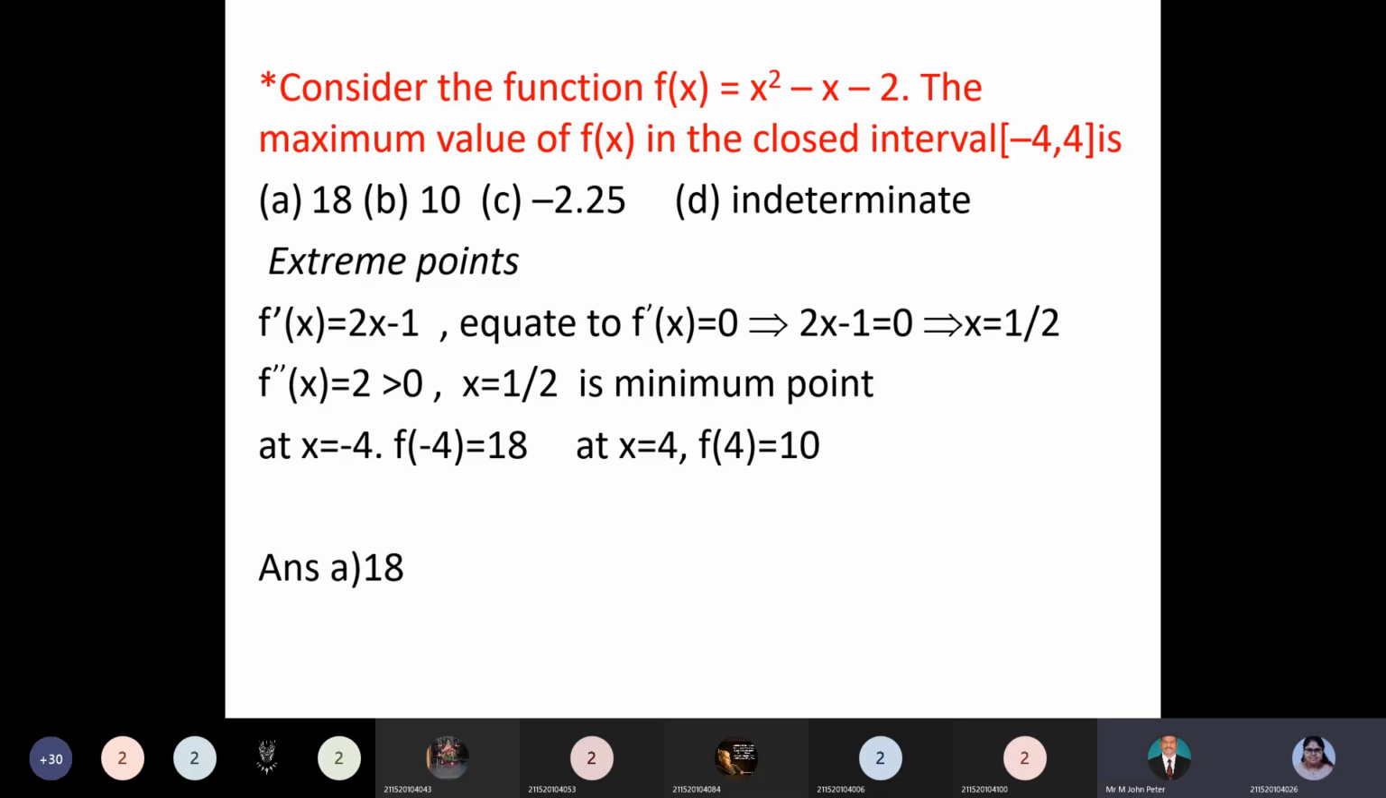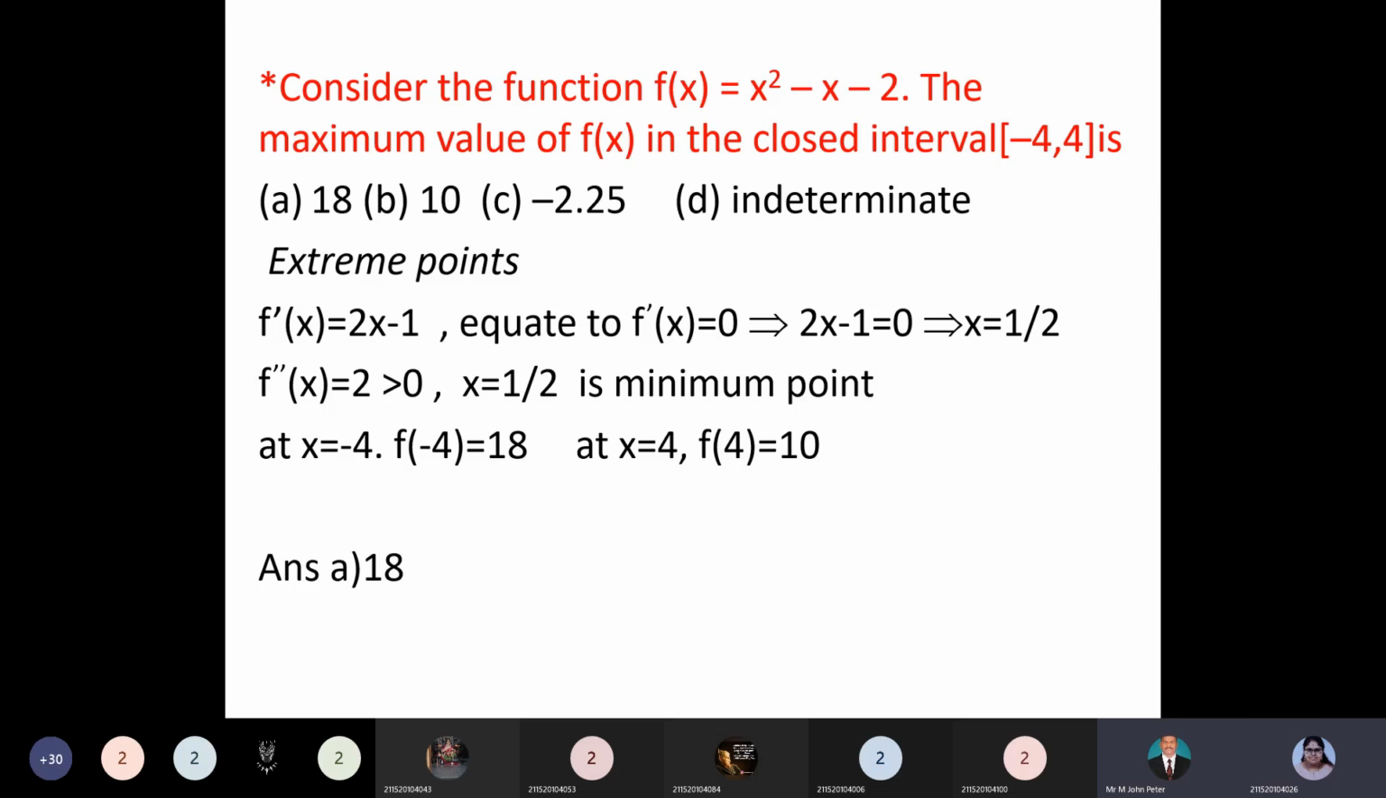For f of minus 4, that is plus 16, and minus 4x becomes plus 4. So that means 16 plus 4, so plus 20, minus 2. So you will get 18 for f of minus 4. It is just ordinary number substitution.